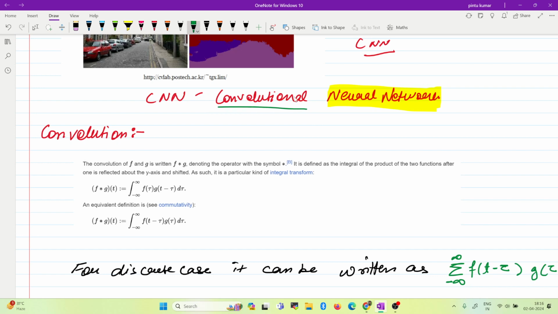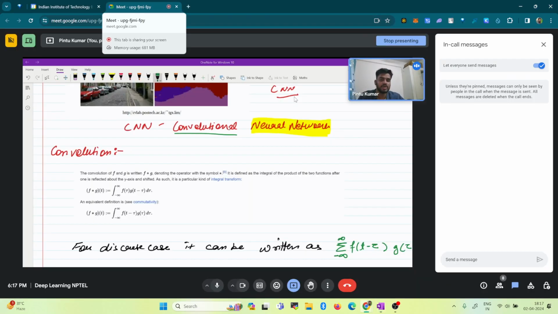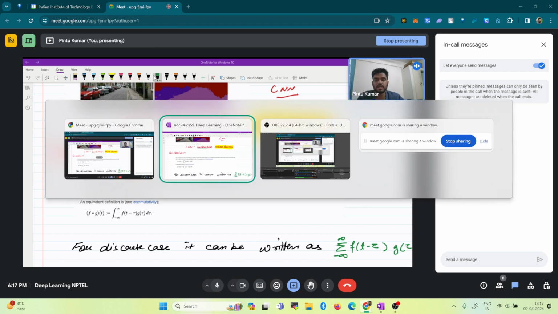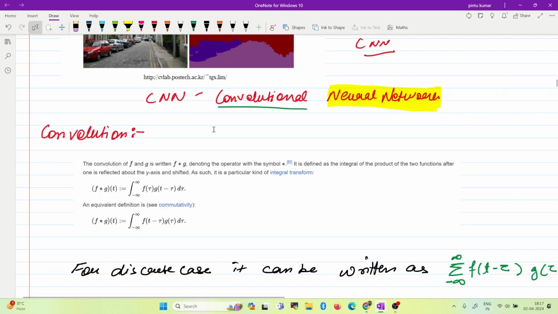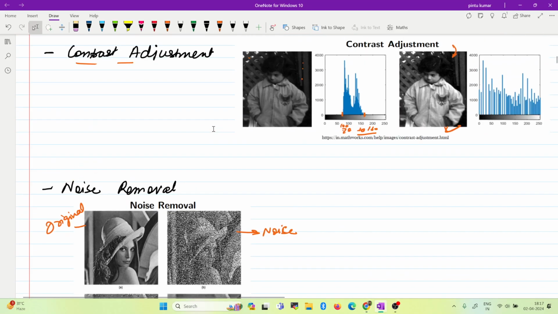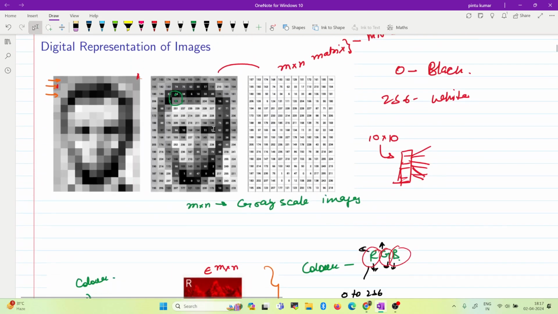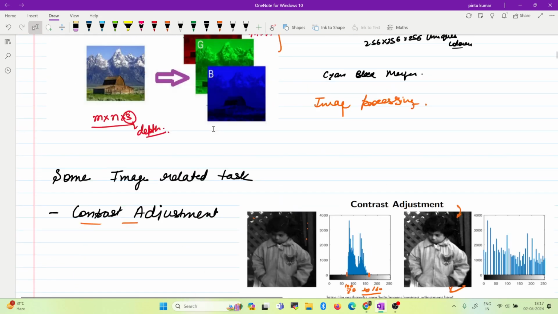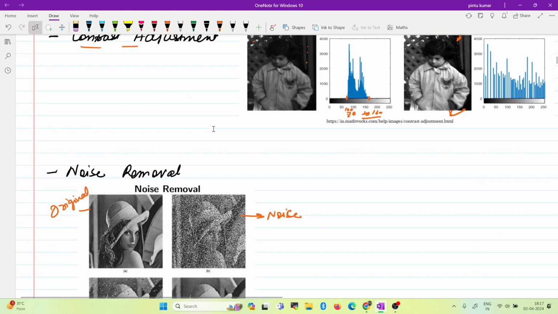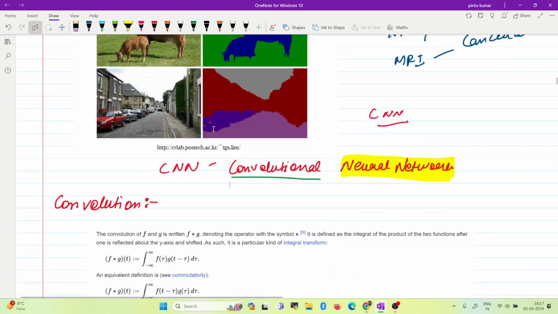Okay. So before I go into what is convolution, do you guys have any doubt in the content that I have discussed so far, like these tasks that I have discussed? If you have, you can please ask. Like how an image is represented as a matrix, anything related to the tasks that I discussed.